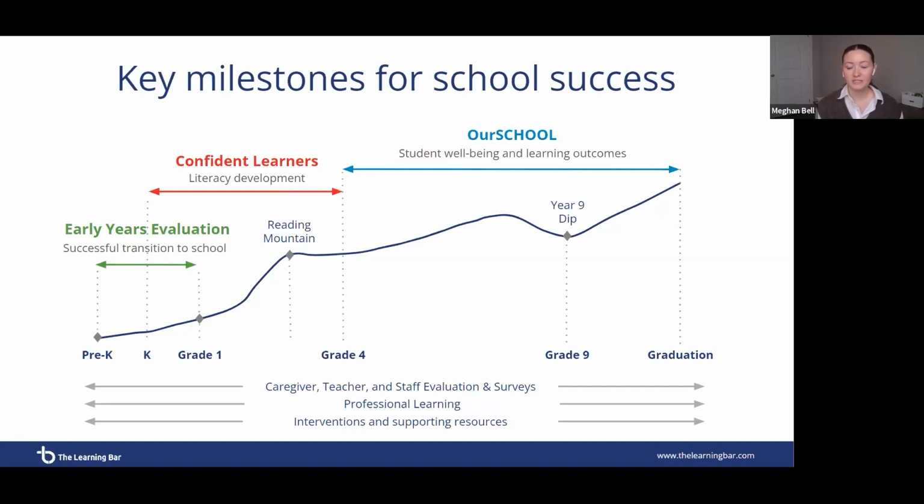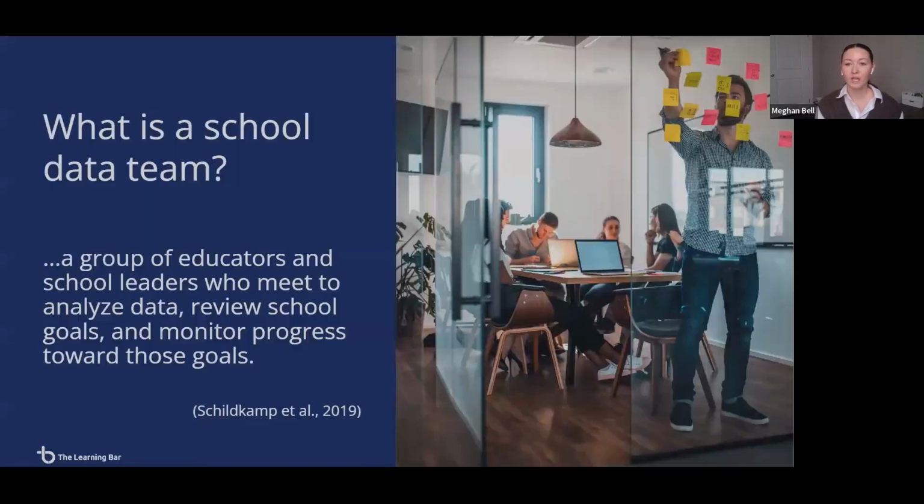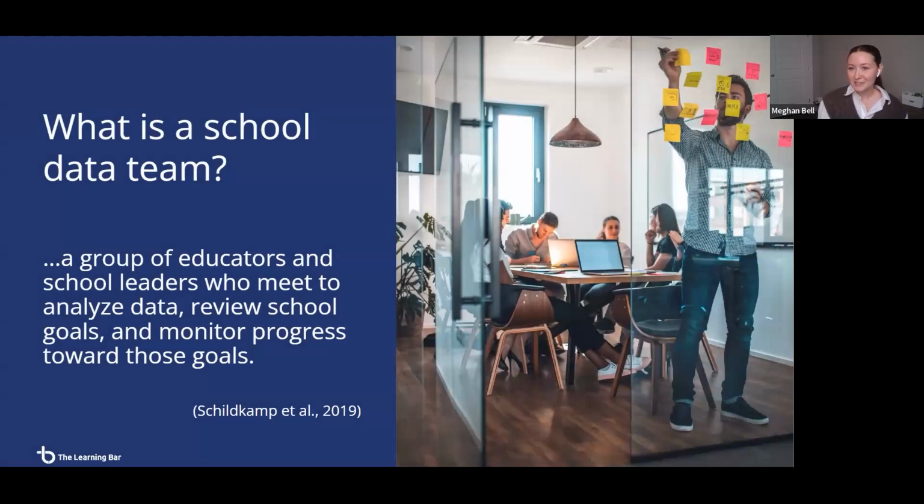What we've noticed is that the schools and divisions that make a concerted effort to review their data have had the most success. And one way to ensure that you're focusing your efforts is to establish a data team. So what exactly is a school data team? Well, it's a team made up of a group of educators and school leaders who meet regularly to analyze data, review school goals, and monitor progress towards those goals. And they play a really crucial role in ensuring that data is used frequently and appropriately within the school.